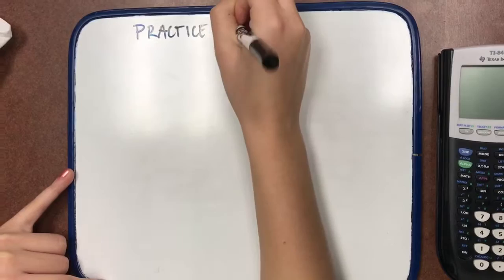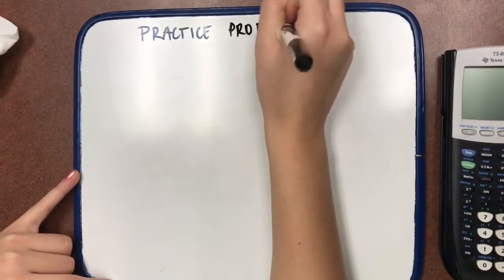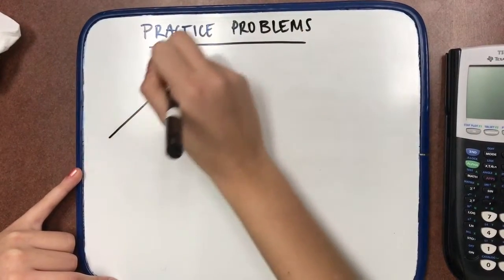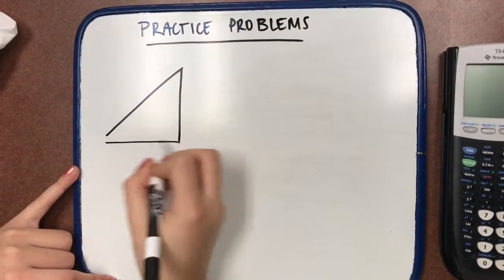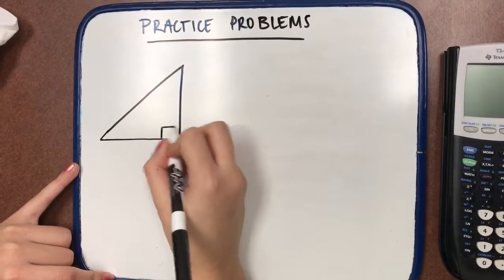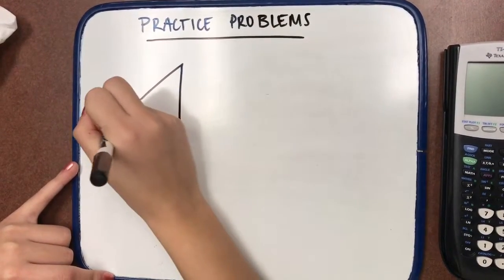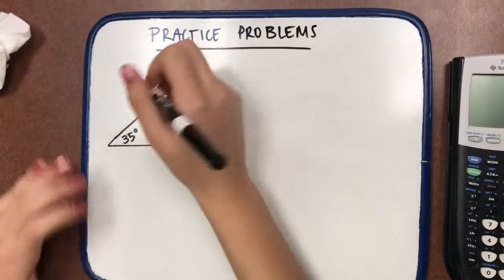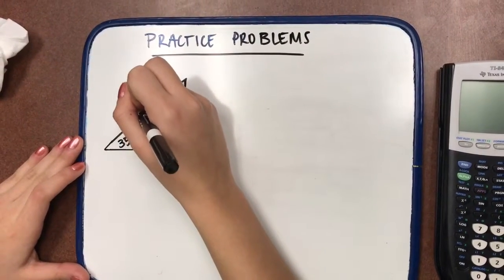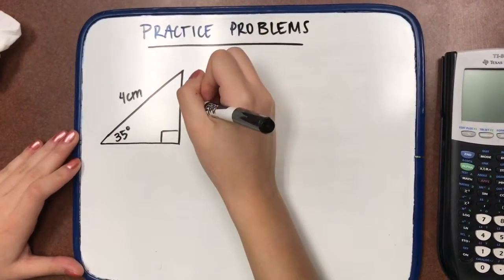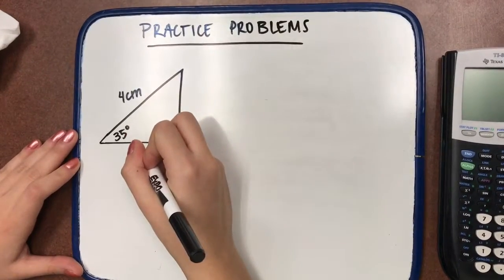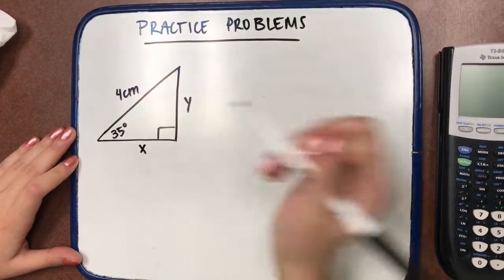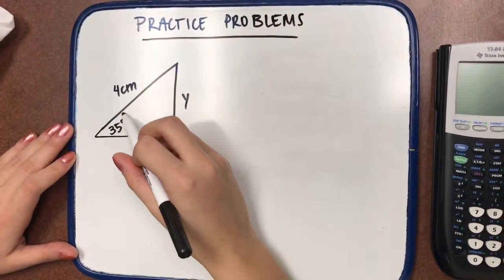Alright, now let's do some practice problems so we understand this. So we're going to have our right triangle, and we're given 35 degrees for our angle. We're going to solve for x and y, given 4 centimeters on the hypotenuse. And we're going to solve for x first.